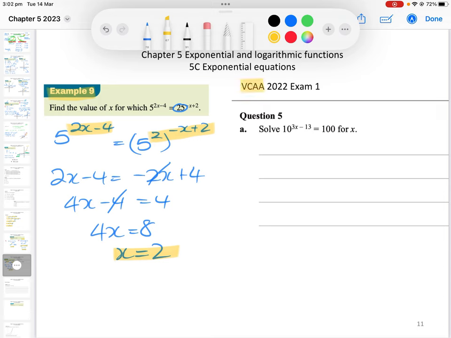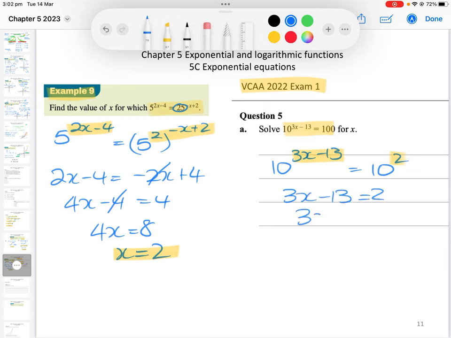So this is a question from last year's exam 1. So you can see that this is almost identical to this. In fact, it's probably more like the one before. So this was not a hard way to get 2 marks. So I know that 10 to the 3x minus 13 is the same as 10 squared. So that means that 3x minus 13 equals 2. 3x equals 15. So that means x is 5. And that was a 2-mark question.